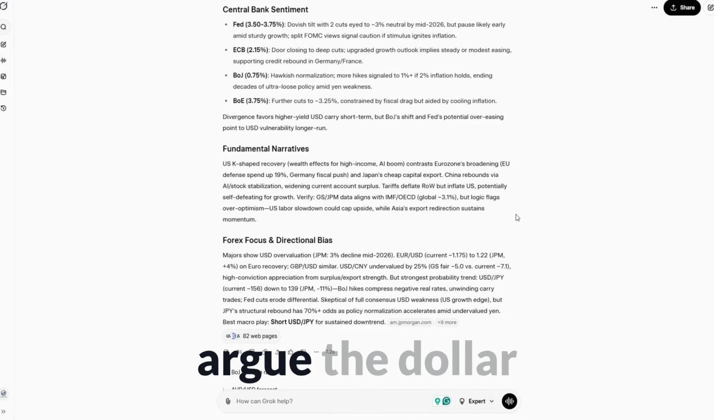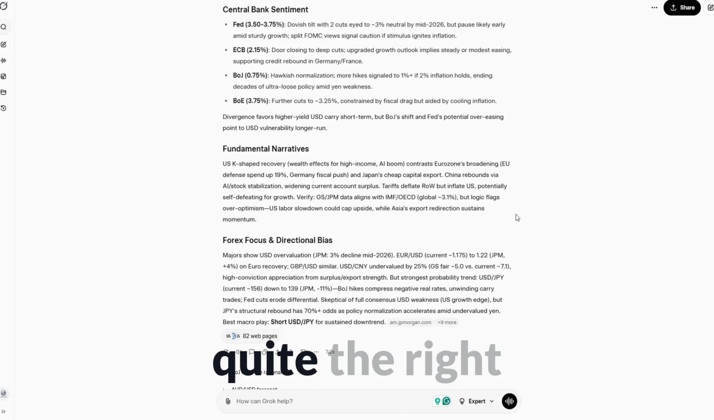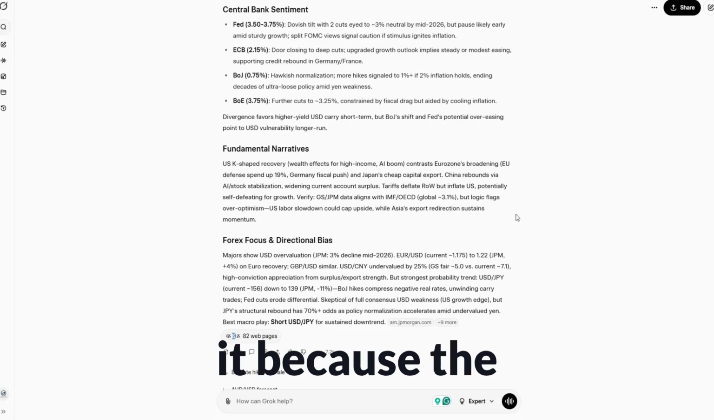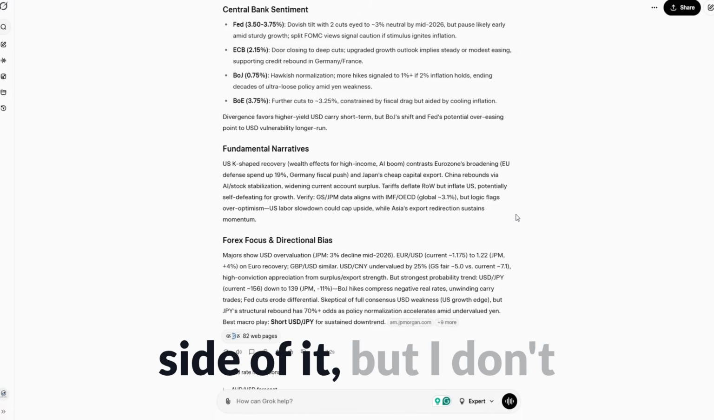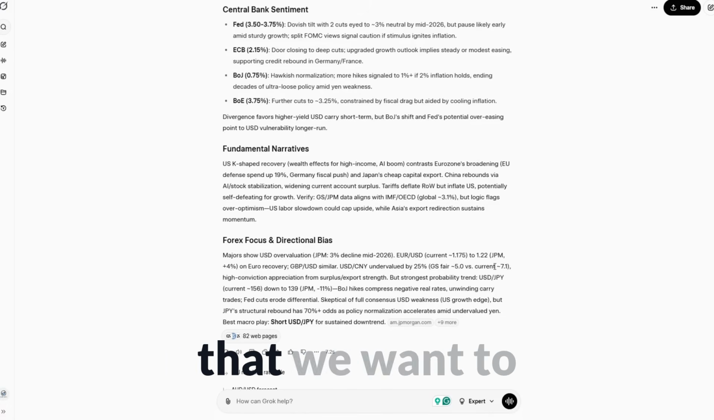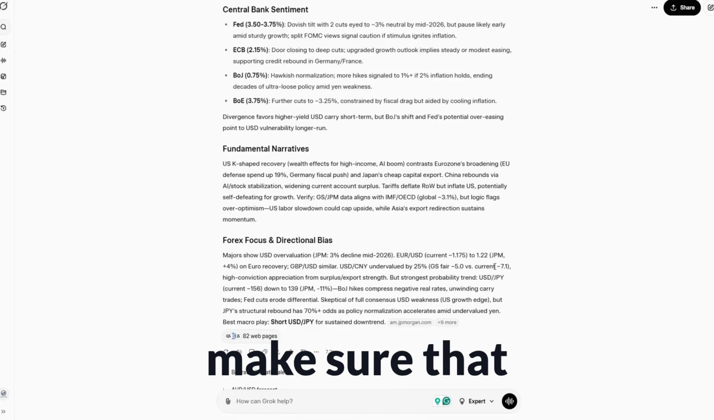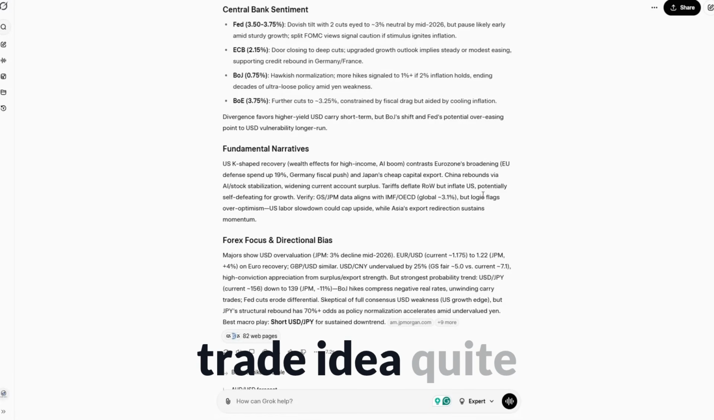Now, I would argue the dollar against the Japanese yen is not quite the right expression of it, because the Japanese yen is conflicted a little bit with the fiscal side of it, but I don't want to get too much in the weeds. What I want you to understand is that we want to make sure the AI actually thinks about this trade idea quite deeply.